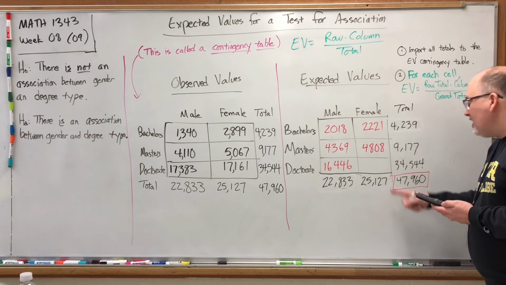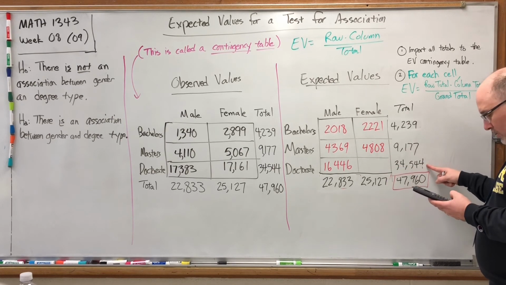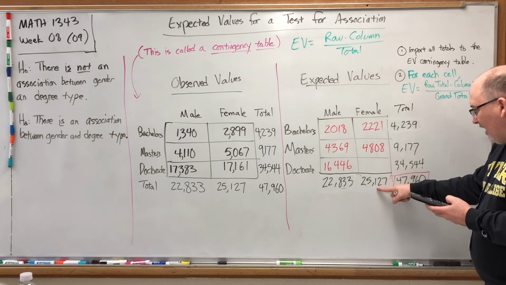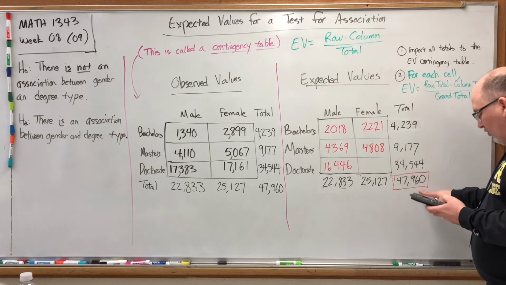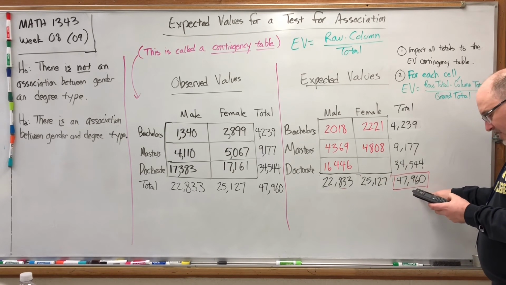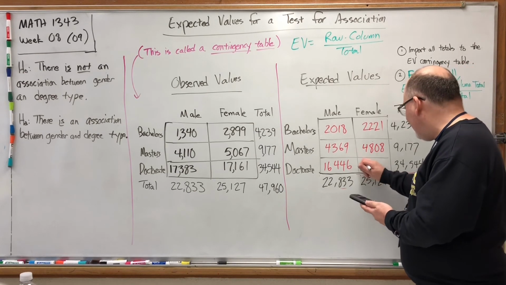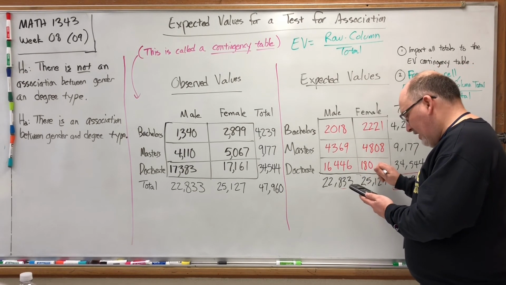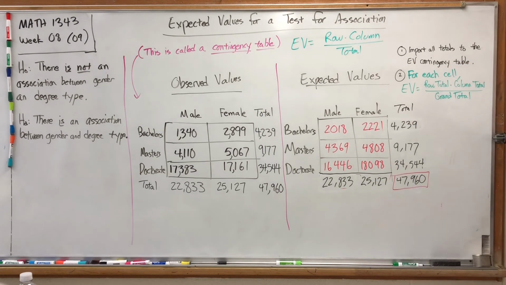And finally, for the females who receive doctorates, the expected value would be the row total, 34,544, times the column total, 25,127, divided by the grand total, 47,960, and to the nearest whole number, we would expect 18,098. All right, so these are our expected values.